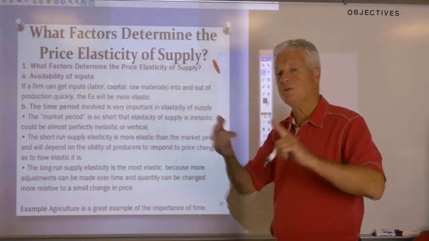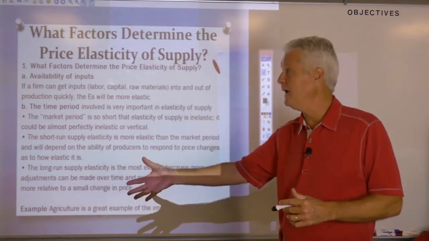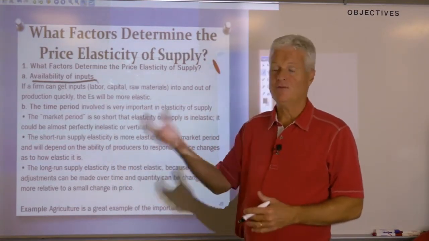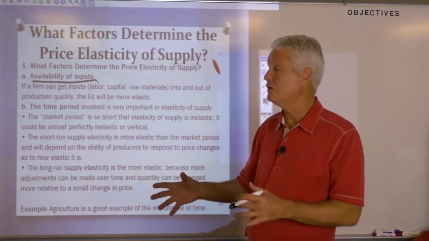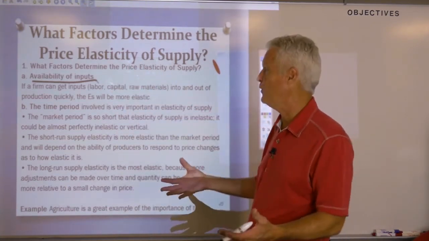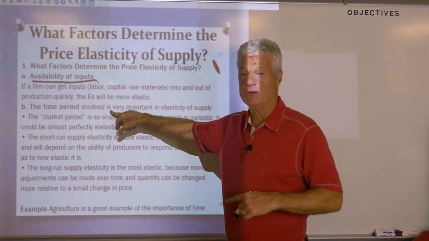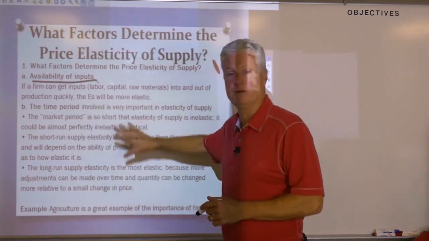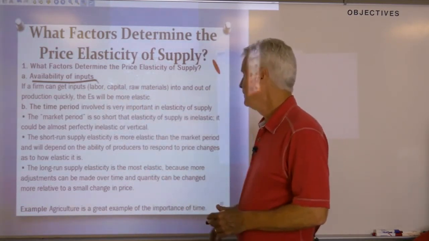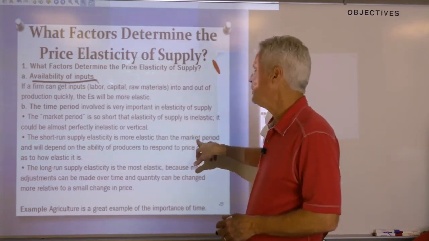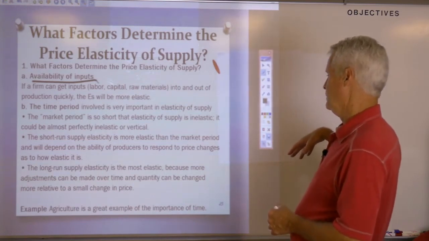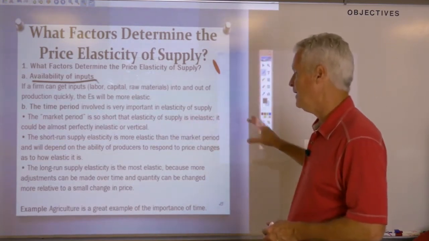Supply can be more or less elastic based on availability of inputs, right? Chickens. If I need more chickens, I can get them pretty quick, right? Not too long. But how available are more chickens, or if you need cars, more steel, and so forth. The time period involved, we talked about this one, right? We get more chickens in 6 months. We can't get them in 6 days. The short run supply elasticity is more elastic than the market period. Not real important.